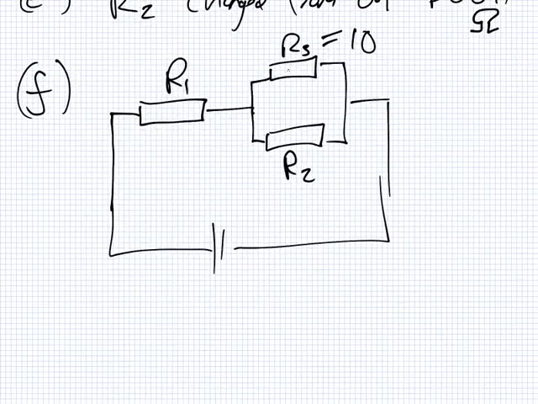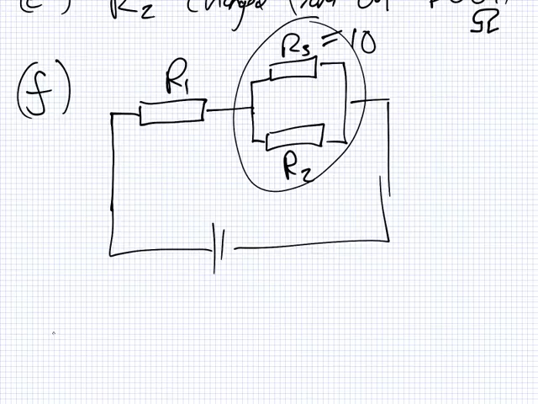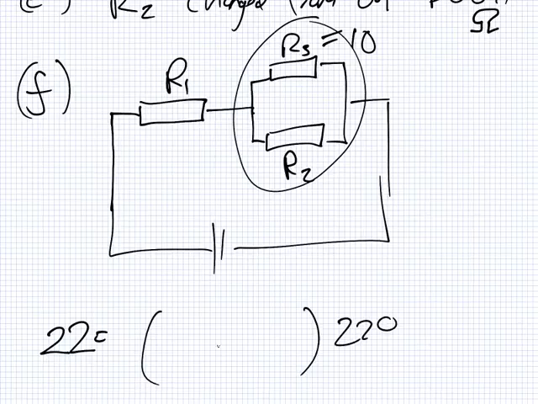So I need to add these together. Anyways, we know that 22 is here times 220 all over R1 plus, and then on the top it's this one. So I need to add these together, okay?